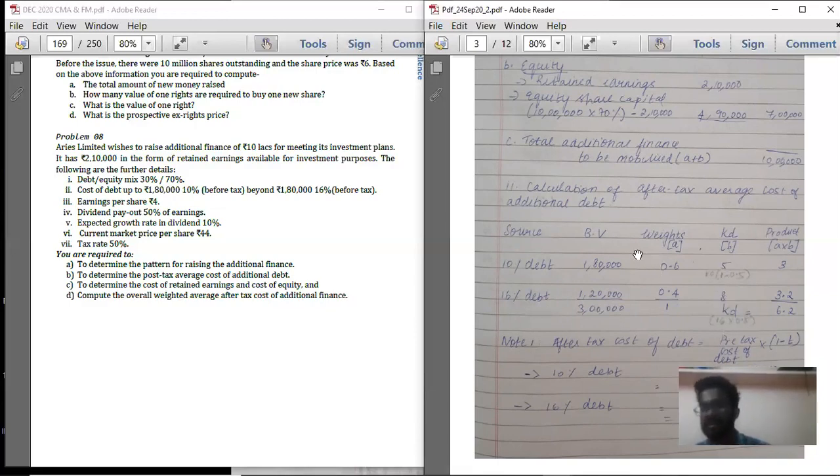So 5 and 8. Now multiply weights and the cost of debt, you will get the product. 0.6 into 5, for 10% debt, you are getting 3. And for 16% debt, 0.4 into 8, you are getting 3.2. Now total the product: 3 plus 3.2, you are getting 6.2. In respect of the 6.2, record KD.